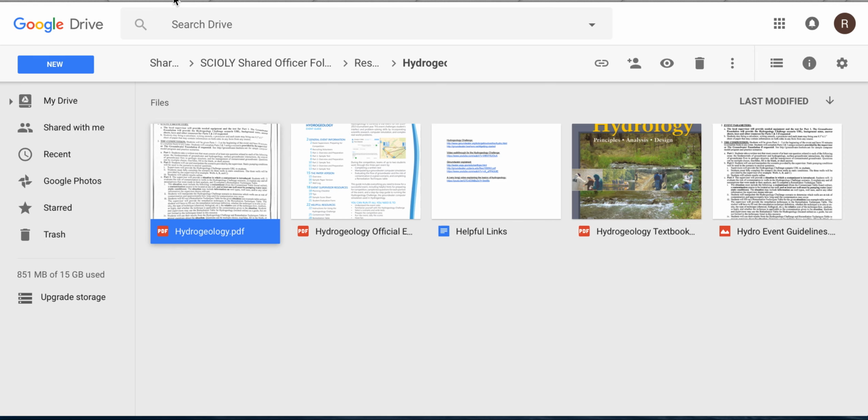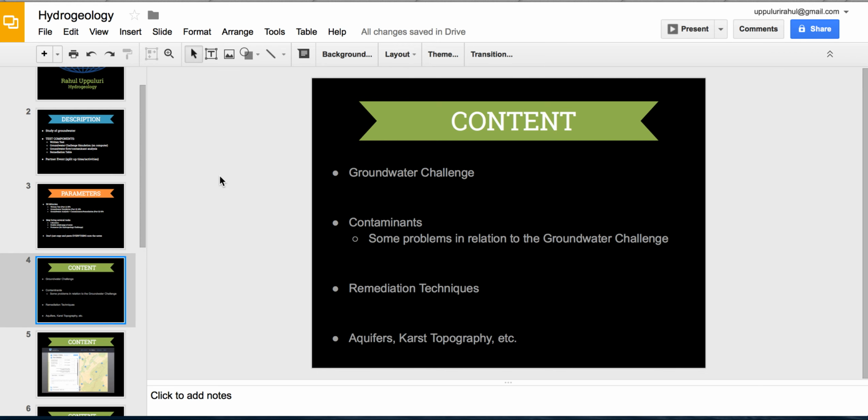So, pretty much problems in relation to the groundwater challenge. And you're also going to want to know a couple of remediation techniques. There are a lot of techniques that you want to know, whether that be phytoremediation, essentially. So basically, what remediation techniques are to begin with.